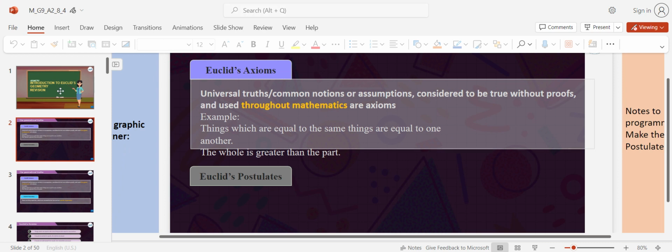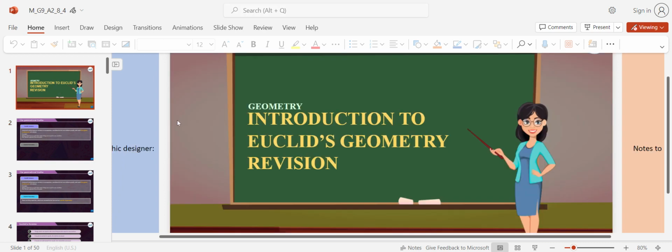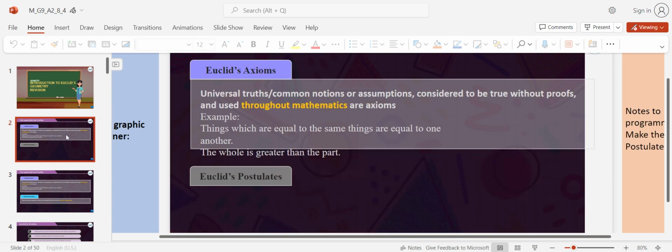क्या करने वाले हम लोग? We're going to have starting a new chapter, Introduction to Euclid's Geometry. Revision करने वाले हैं. ठीक है? Chapter number 5 का. So what are Euclid's axioms?